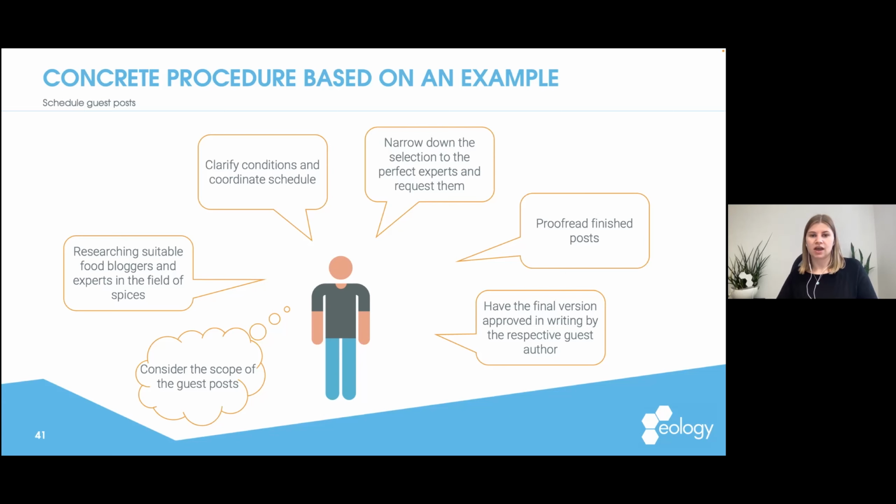And of course, in the end, when you have the final version, you have to proofread the finished post, you have to proofread the recipes, and of course have the final version approved in writing by your expert, by your guest author, by your blogger, whatever person you have here.